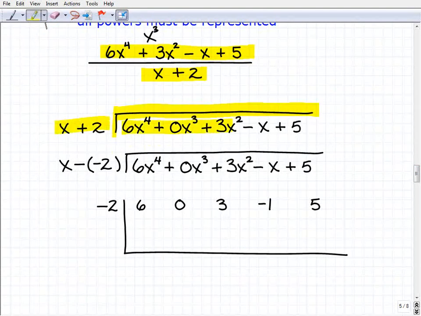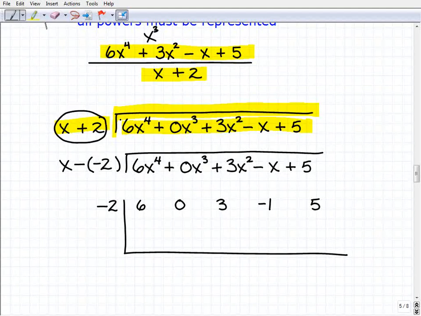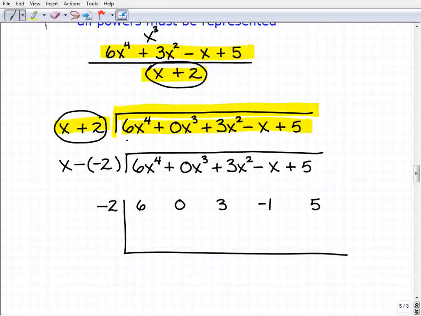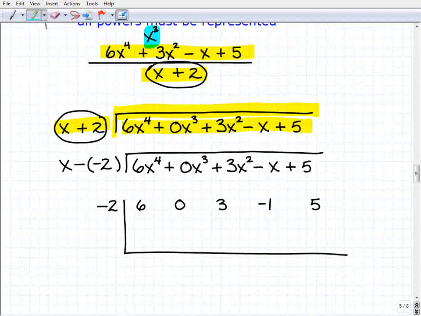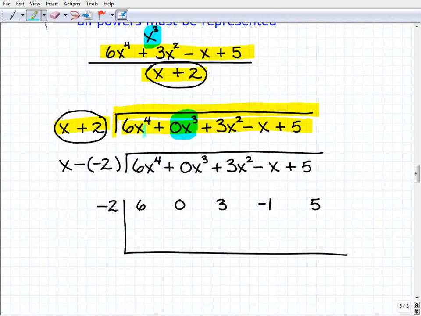And I'm not going to be using long division. Why am I not going to be using long division, by the way? I'm not going to be using long division because I'm going to take advantage of the fact that I have x plus a number or x minus a number as my divisor. So I'm going to be using synthetic division. But when I use synthetic division, I have to represent those missing powers. In other words, we didn't have this x cubed term, so I have to write in a 0x cubed. And by the way, these polynomials all have to be in standard form from highest to lowest power. So I have 6x to the 4th plus 0x cubed plus 3x squared minus 1x plus 5.